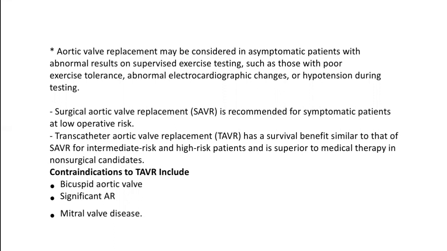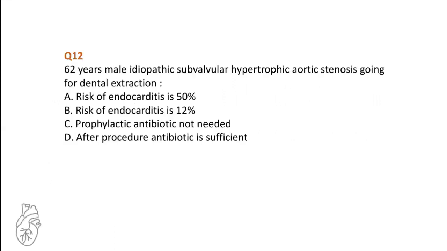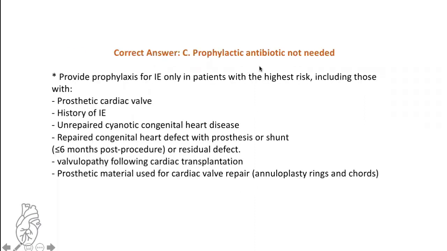A 62-year-old male with idiopathic subvalvular hypertrophic aortic stenosis is going for dental surgery. A, risk of endocarditis is 50%. B, risk of endocarditis 12%. C, prophylactic antibiotic is not needed. D, antibiotic after the procedure is sufficient. So which one is correct? C, not needed. Yeah, he doesn't need prophylactic antibiotics.